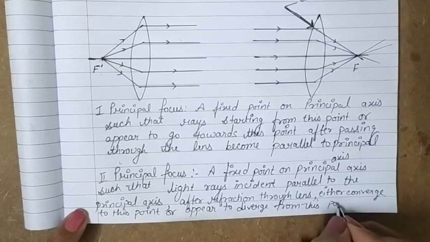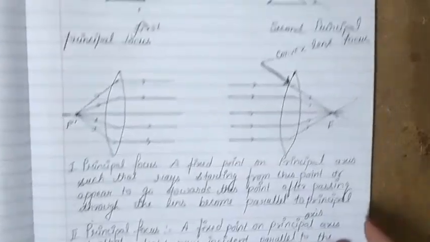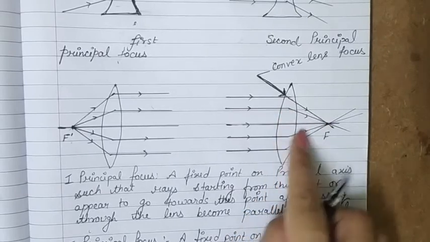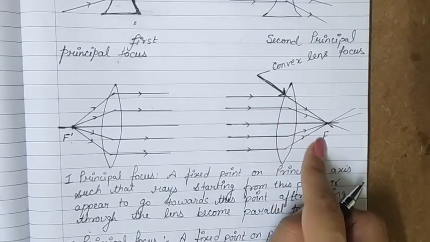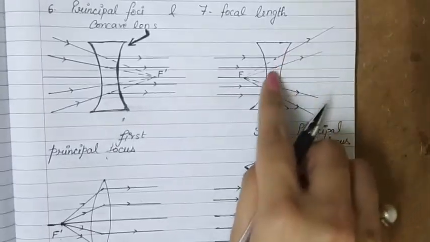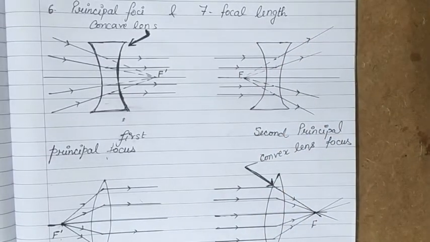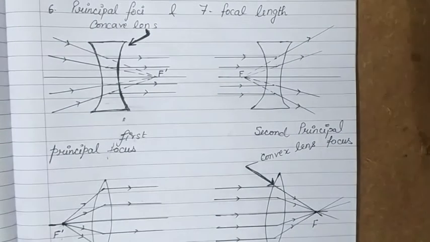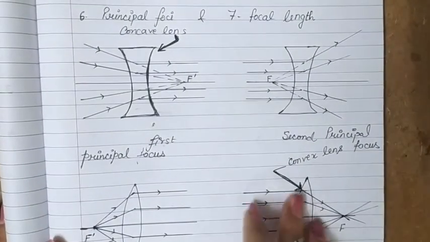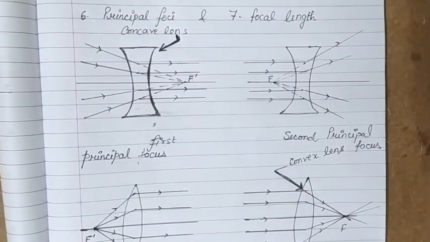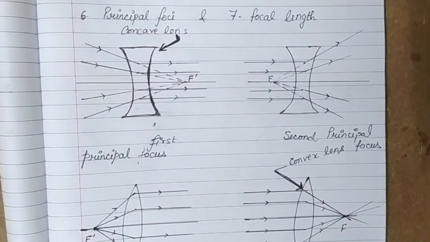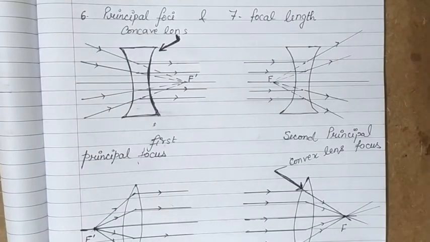Now this is for concave, meaning whether they actually meet or converge at this point in the case of convex, or they appear to diverge from this point in the case of concave, then this point is called the second principal focus. After this there is the term focal length. So focal length can be defined as the distance between the optical center and the focus.